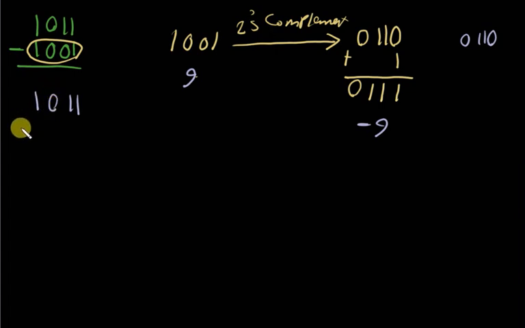1011, or our number 11, plus our negative 9, which is 0111. So 1 plus 1 will give me a 0 with a carryover 1. 1 plus 1 will give me a 0, 1 plus 1 will give me a 1 and another carryover of 1. So 1 plus 1 is 0, 1 plus 1 is 0, and there is another 1.